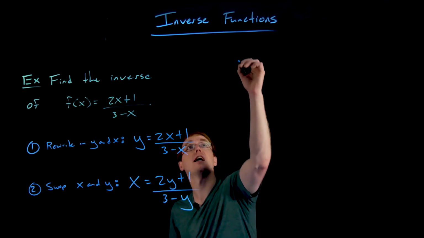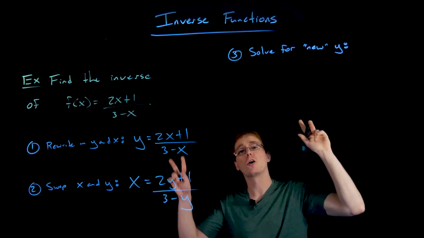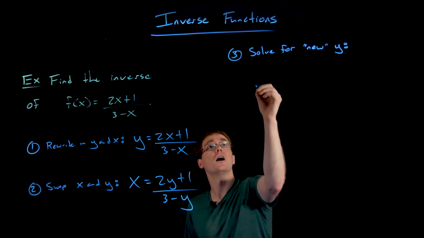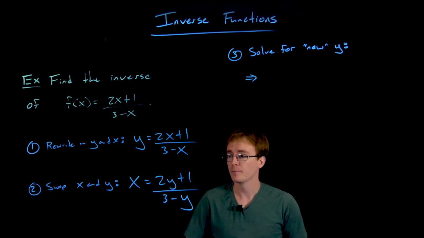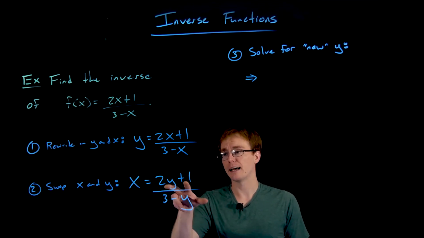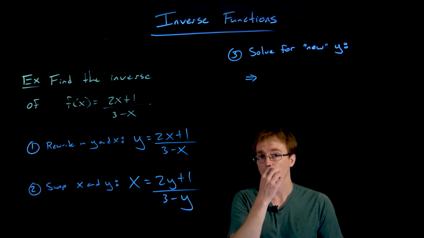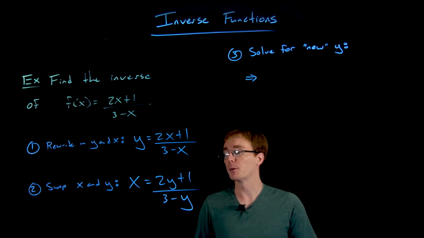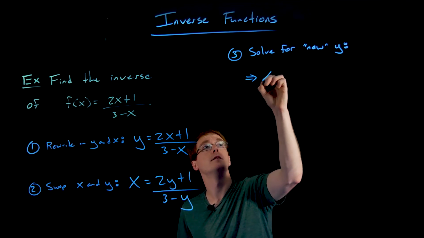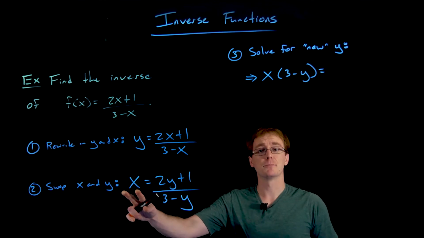Now our final step, basically our final step, we have one little one after this, is to solve for our new y, solve for y in this equation after we swap the roles of x and y. One of the big issues making it difficult to solve for y is we have a y in the numerator as well as a y down in the denominator. So we're going to clear our fractions by multiplying both sides by this denominator, that quantity 3 minus y. We multiply the left-hand side of our equation by 3 minus y.